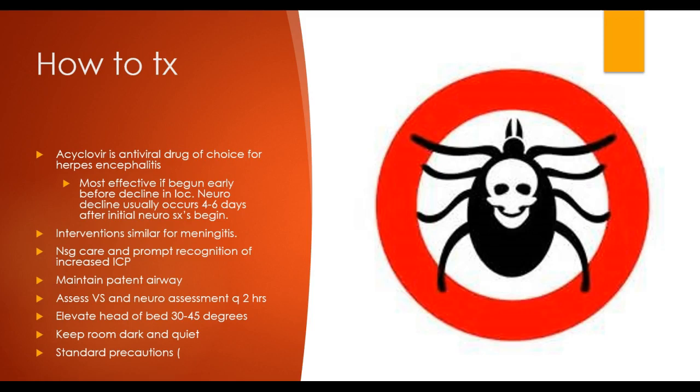The interventions are similar for meningitis in terms of supportive care, nursing care, and prompt recognition of increased ICP. Of course, we're going to measure that at the bedside through our Glasgow Coma Scale, or GCS. We're going to maintain a patent airway, always ABCs, right? We're going to assess vital signs and neuro assessment every 2 hours or PRN. Elevate the head of the bed to how many degrees? That's correct, 30 degrees. We're going to keep the room dark and quiet, and use standard precautions.